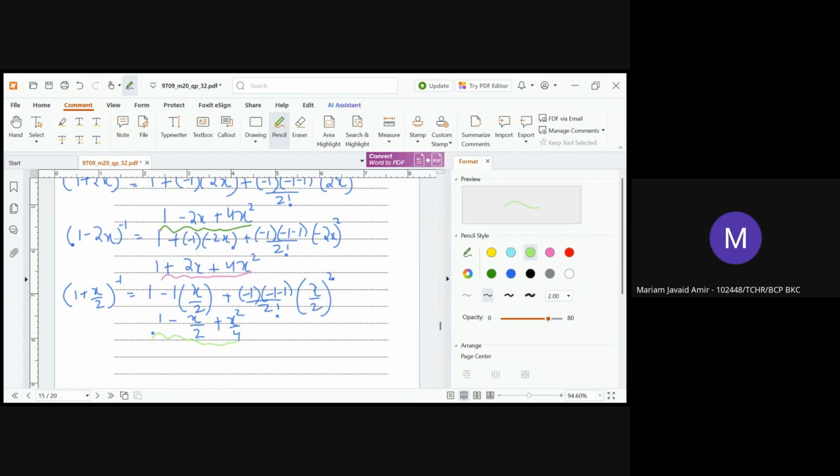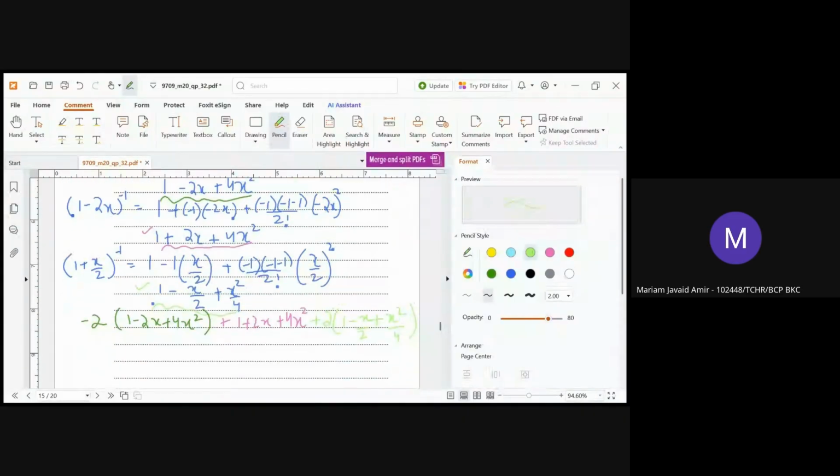Now we rewrite them with their coefficients or whatever was multiplying with them outside of the bracket. So we had minus 2 multiplying with all of this, so 1 minus 2x plus 4x squared. Then we had plus 1 multiplying with this, so we just write plus 1 plus 2x plus 4x squared. And then we had 2 multiplying with this, so we'll write plus 2 times (1 minus x over 2 plus x squared over 4).